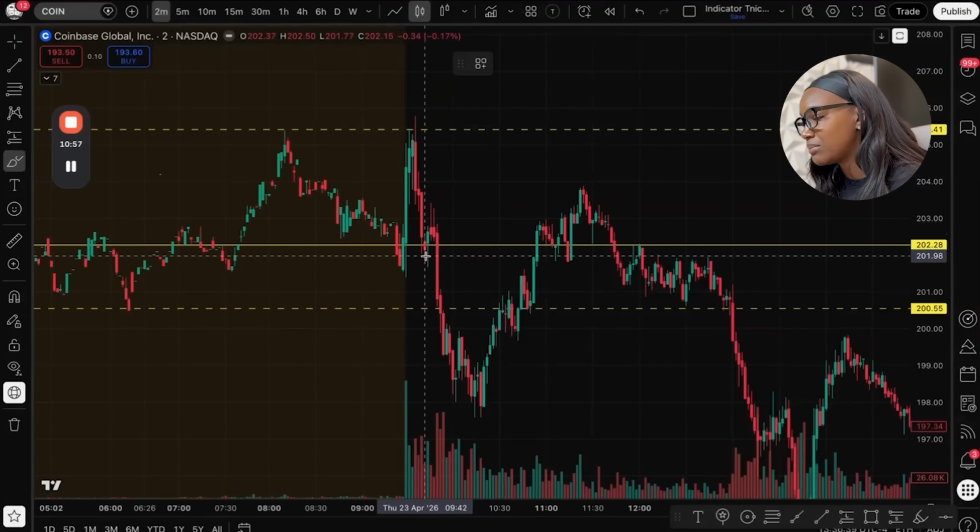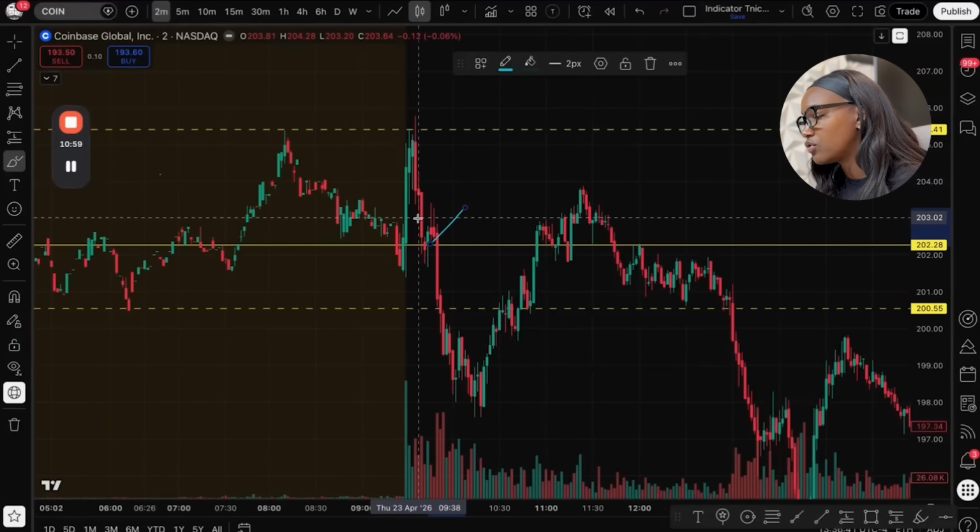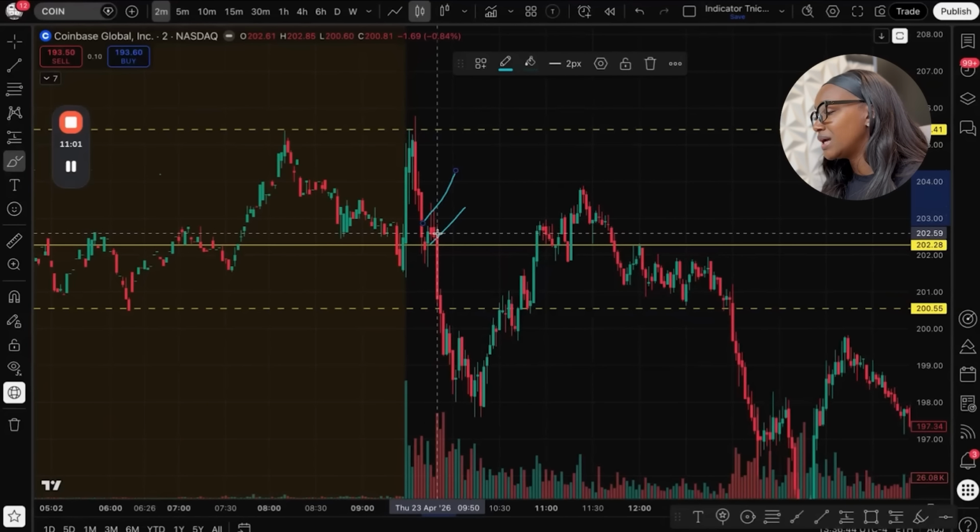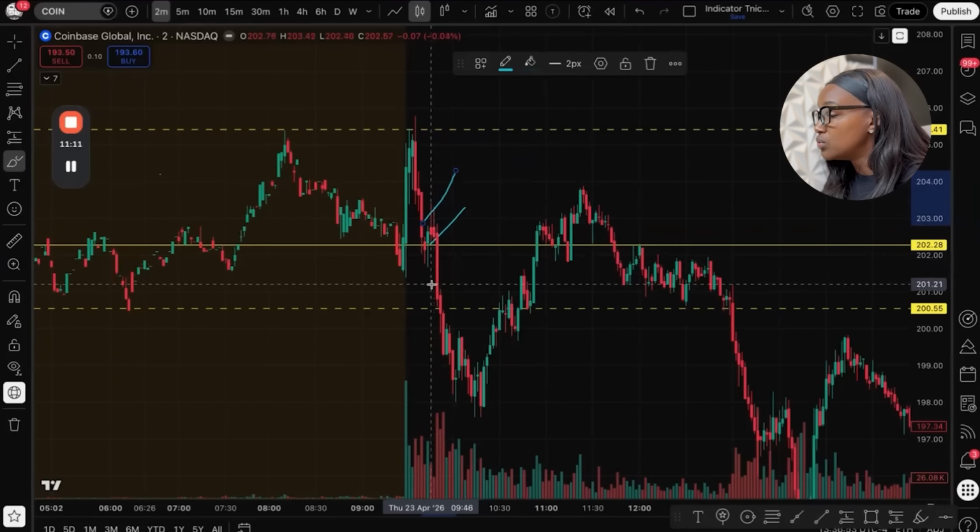And I also, in that process, y'all, I got a beautiful flag forming here. Now with that flag, we like to see a break of that flag. And now we have our stop loss on the opposite side of the flag. So with that being said, my entry was this, and what a move it was.